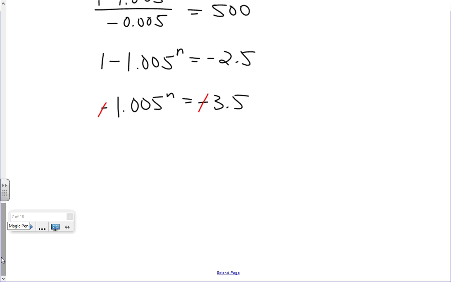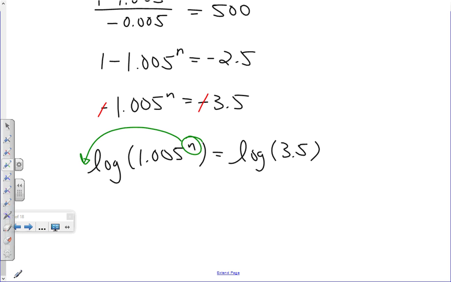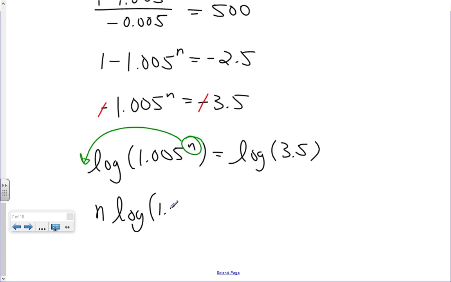And now we're solving this with logs to get that exponent. Again, I'm going to use the common log. The log of 1.005 to the nth is equal to the log of 3.5. And the whole reason for doing that is because of my power property for logs. This says I can bring that exponent out front right here, and that will help me solve for n. So I've got n log of 1.005 is equal to the log of 3.5.